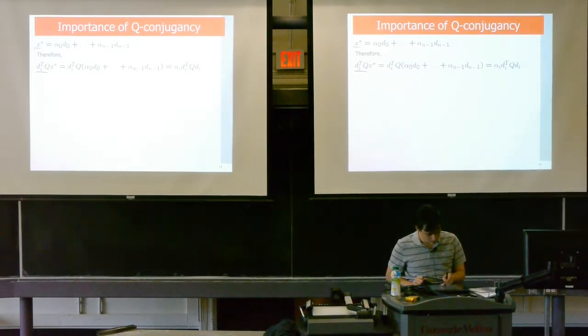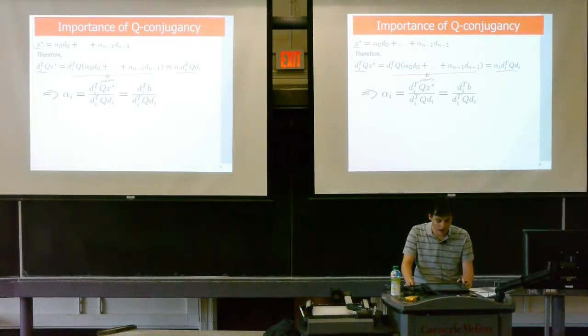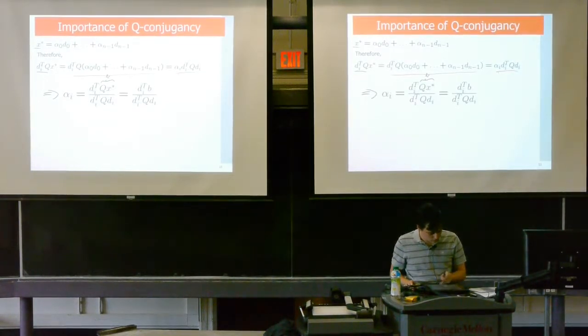Then, of course, we got this expression. And because of Q conjugacy, you can see that all terms here cancel except the ith term. This is the only term that remains. Right? And from this, we get that alpha i is just this expression divided by this expression. So alpha i is di transpose Q x star divided by di transpose Q di.